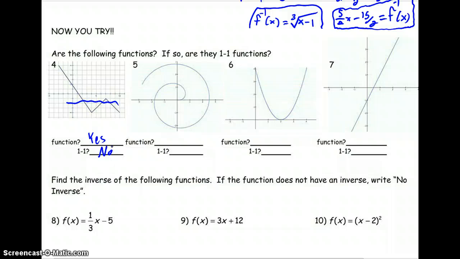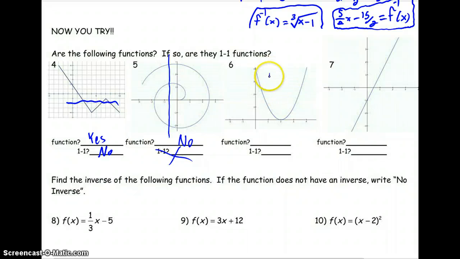Take a look at number 5 very quickly. Number 5, a vertical line would intersect more than once. We're not a function. That means immediately we can't be a special type of function. We don't even have to check the horizontal line test. One-to-one means that you must pass the vertical line test first.